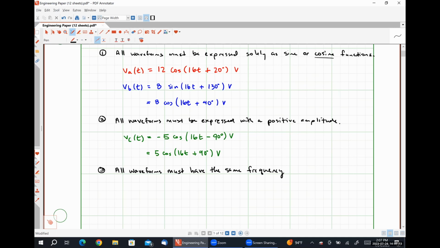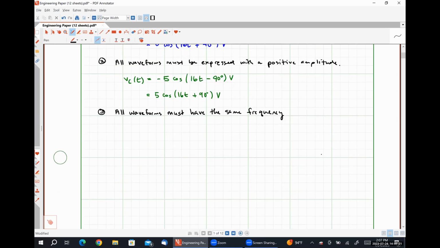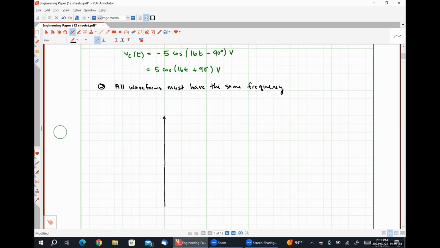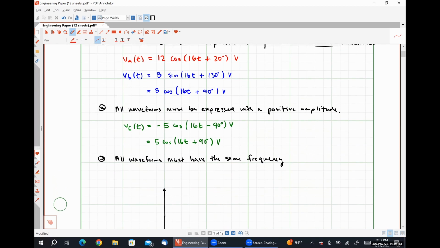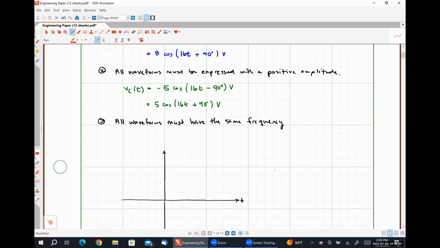All right. So I'm going to try to plot these 3 waveforms. Bear with me here just a moment. So here's t. And then our vertical axis will be our voltage waveforms. So let's see, we have 12 with a phase angle of positive 20 degrees, which is going to indicate a shift to the left by some small amount. So let's put that here-ish. So that's where our peak is going to be.